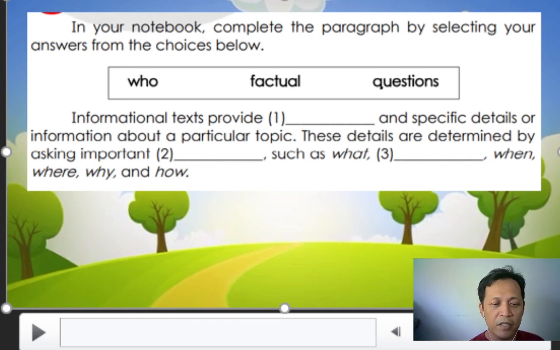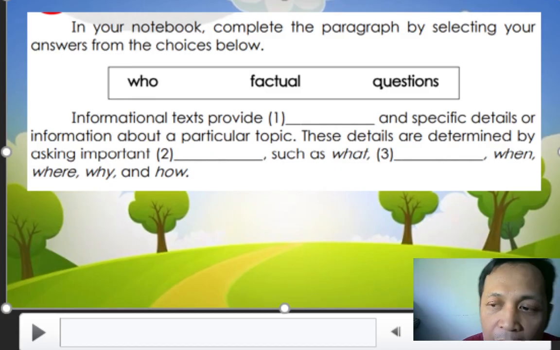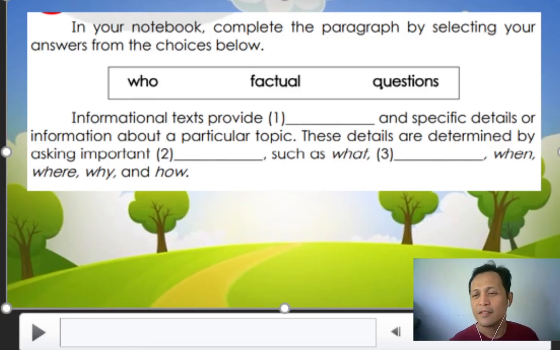I think that's about it for today. That wraps up our lesson for today. I hope you have understood the important details on informational text. We are now at week 6. We have 2 more weeks to go, and we will move on with our next set of subjects.